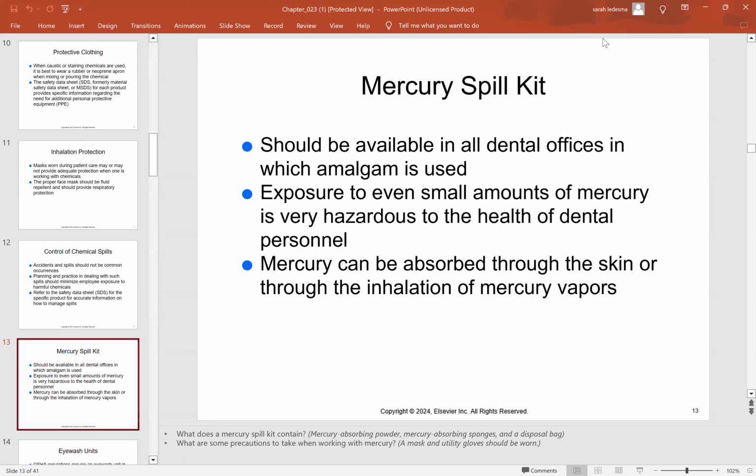A mercury spill kit should be available in all dental offices where we're using amalgam. Exposure to even small amounts of mercury is very hazardous to the health of the dental personnel. Mercury can be absorbed through the skin or through inhalation of mercury vapors.